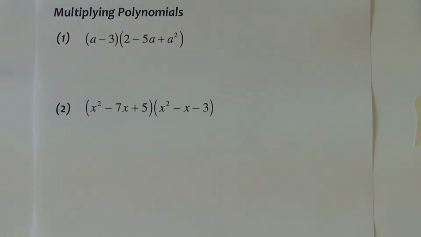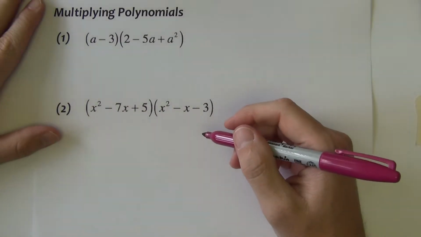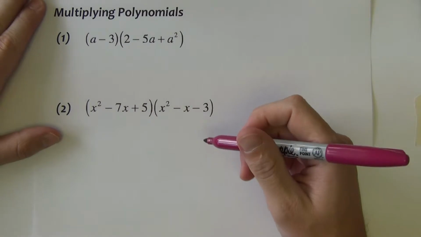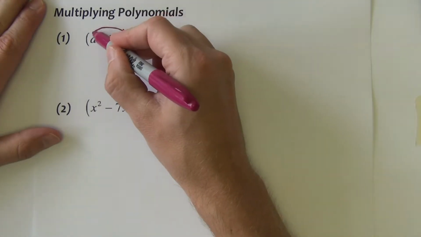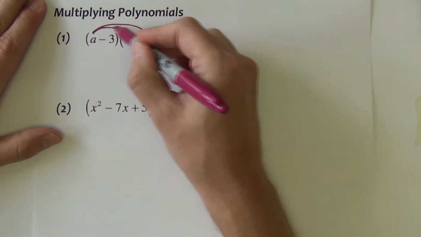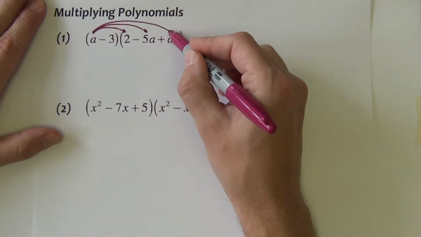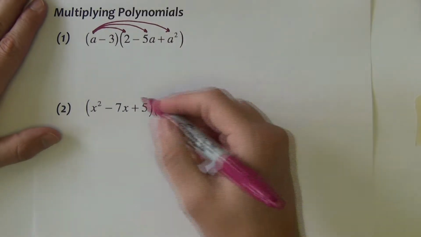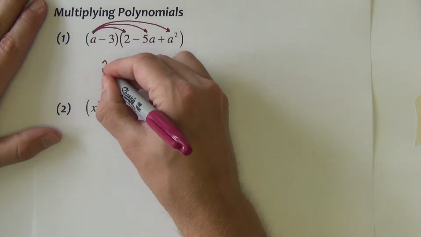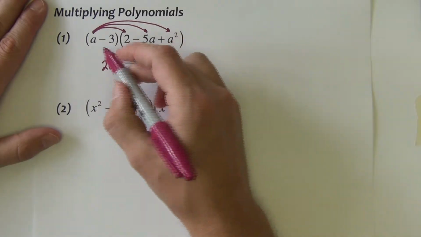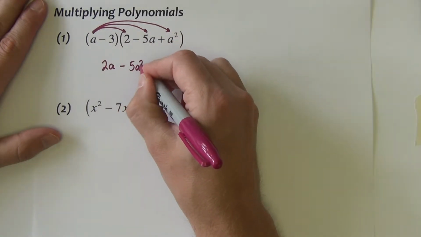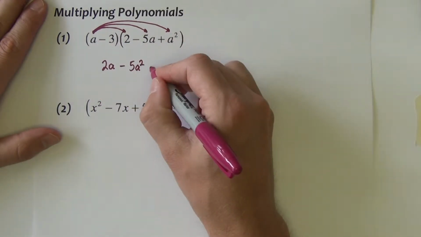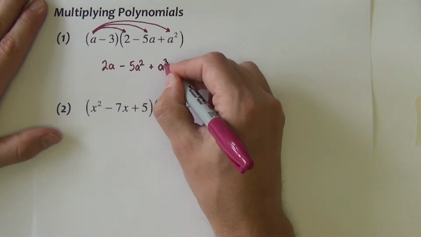Next, we're going to multiply two polynomials together. It's basically like a FOIL problem, but a big FOIL problem. I'm going to begin with the a. The first term here needs to distribute to all three of these terms. So a times 2 is 2a. A times negative 5a is negative 5a squared. A times a squared is a cubed.